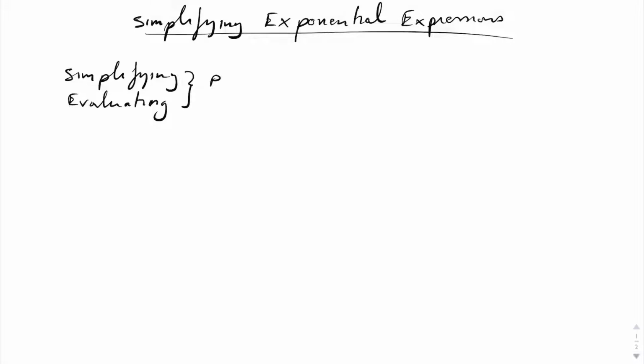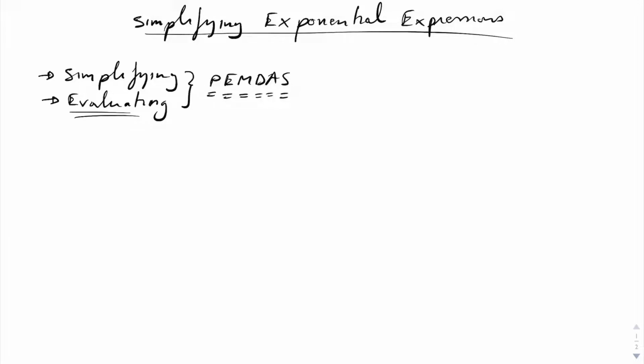PEMDAS stands for parentheses, exponents, multiplication, division, addition, and subtraction. The words simplifying and evaluating here mean the same thing: to rewrite the expression in its simplest form. But the word evaluating is only reserved for simplifying expressions that are made of numbers only. So in this particular note, we're going to learn how to simplify or evaluate exponential expressions.